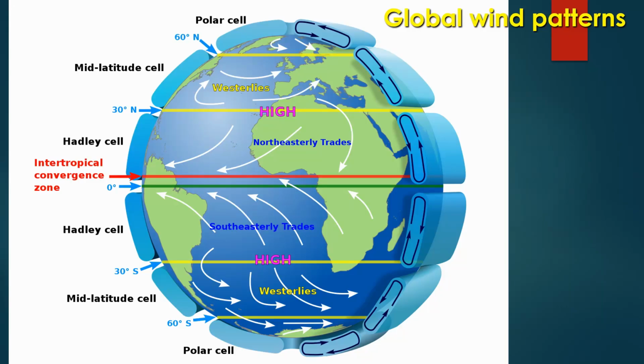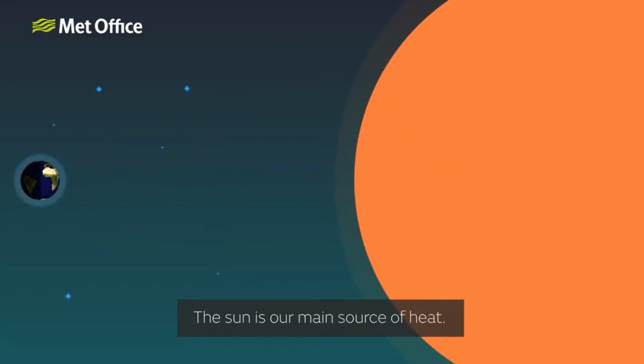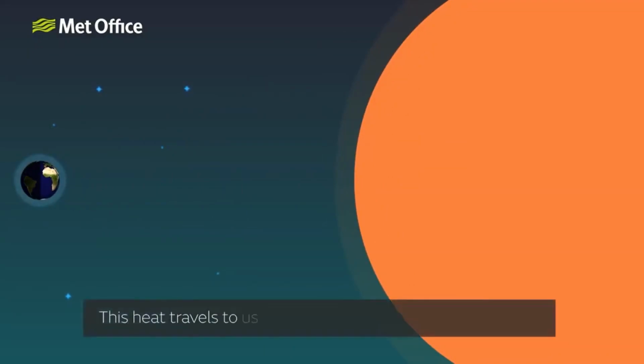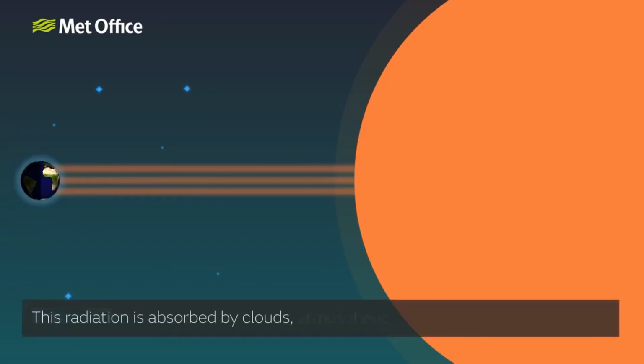The global wind patterns are developed due to a combination of differential heating from the solar radiation and the rotation of the Earth. The following videos will show you how the global wind patterns are developed. The sun is our main source of heat. This heat travels to us through space in the form of radiation. This radiation is absorbed by clouds, atmospheric gases, and by the Earth's surface.